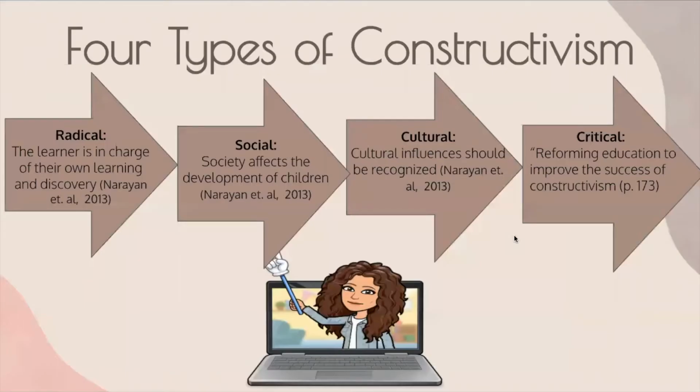There are 4 types of constructivism: radical, social, cultural, and critical. The 4 types show how different elements of society can affect development.